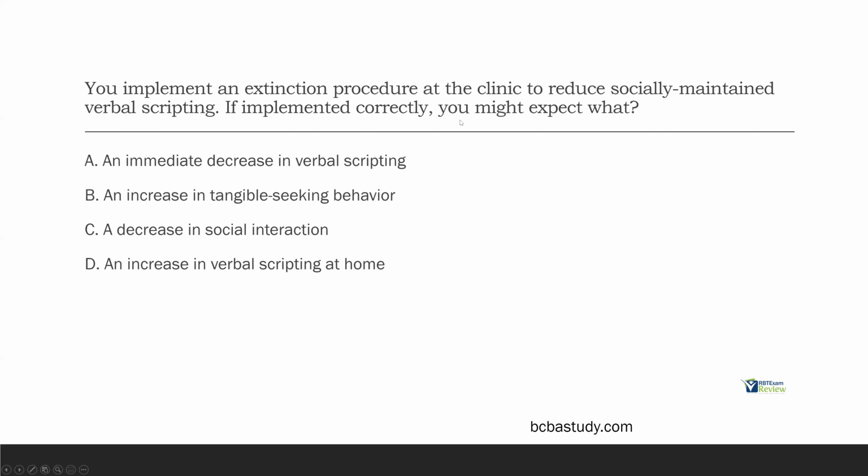So in this case, if we're putting socially maintained verbal scripting on extinction, we're changing that reinforcement schedule. What are we going to expect to happen? A, an immediate decrease in verbal scripting. Well, what actually occurs if extinction is done correctly? We go through extinction burst, meaning temporarily our behavior actually gets worse.